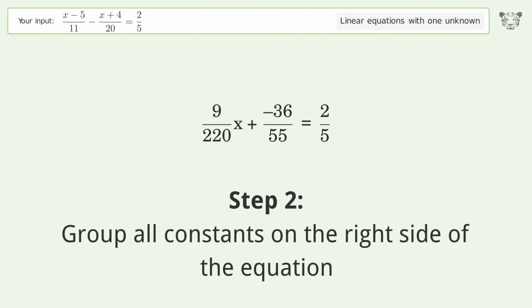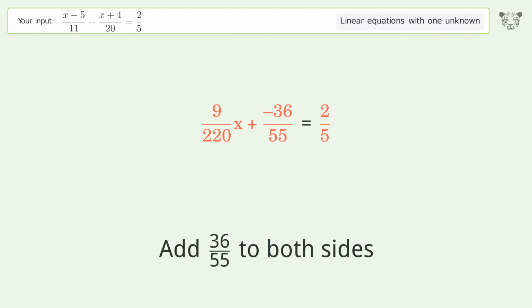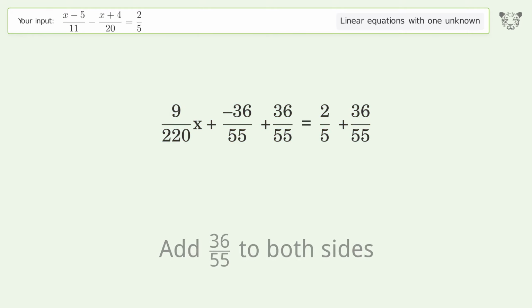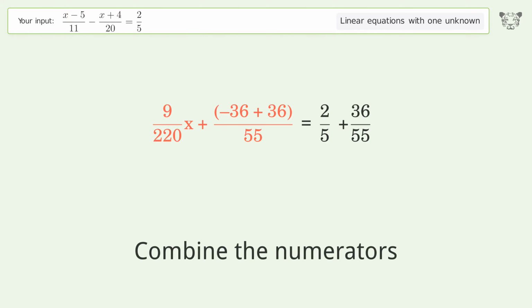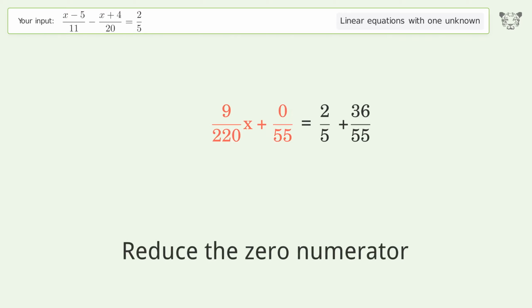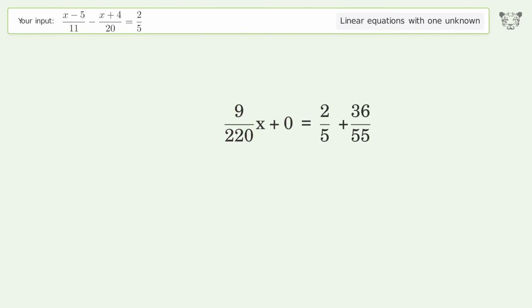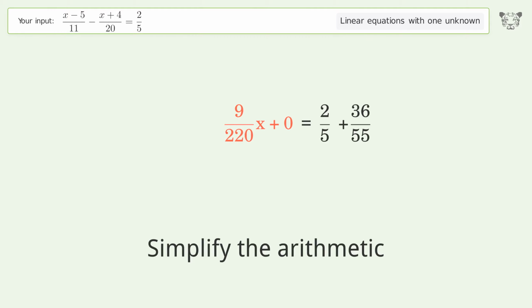Group all constants on the right side of the equation. Add 36/55 to both sides. Combine the fractions. Combine the numerators. Reduce the zero numerator. Simplify the arithmetic.